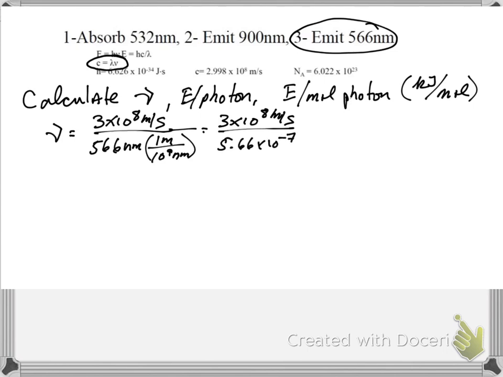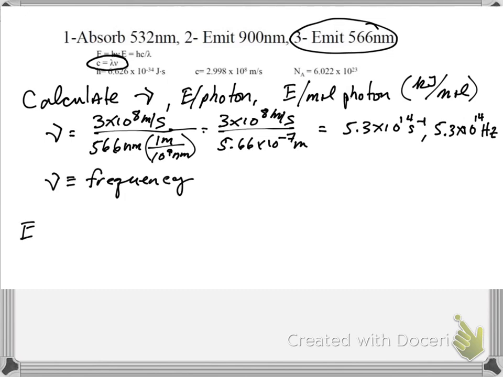And so by converting 566 nanometers to meters, it's 5.66 times 10 to the minus 7 meters. When we do this calculation, we get 5.3 times 10 to the 14 reciprocal seconds, which is 5.3 times 10 to the 14 hertz. So the frequency calculation always involves taking the speed of light, c, and dividing it by the wavelength. Keep in mind that nu is the frequency.